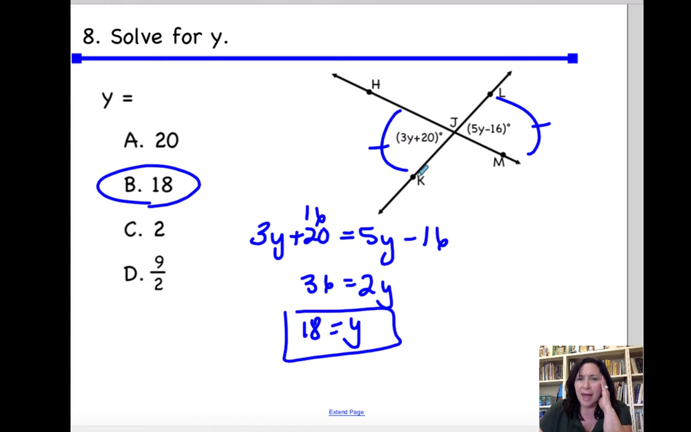Just a note that on the test, I'm probably going to ask you to plug that in and find the actual angles. So you would say either 5 times 18 minus 16, or 3 times 18 plus 20. Either one, doesn't matter because they're vertical angles. You're going to get the same angle measurement for both angles.